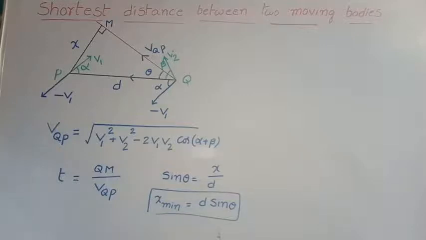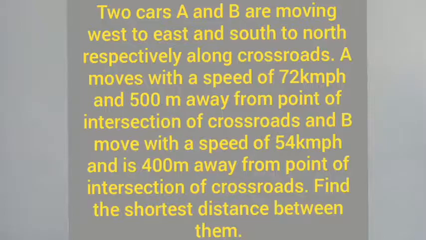Now we solve one problem to understand this concept. Read the problem. Two cars A and B are moving west to east and south to north respectively along crossroads. A moves with a speed of 72 km per hour and is 500 meters away from the point of intersection of the crossroads, and B moves with a speed of 54 km per hour and is 400 meters away from the point of intersection of the crossroads. Find the shortest distance between them.